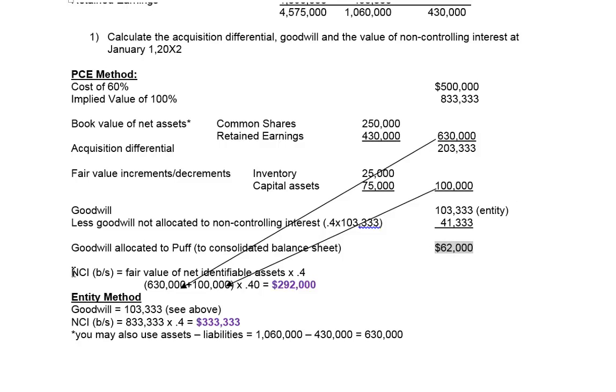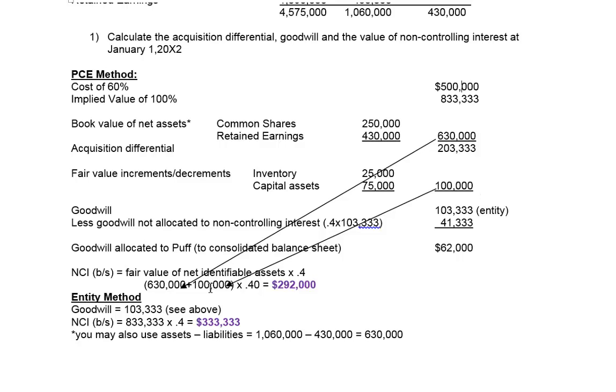What's non-controlling interest going to be? Well, normally, under the entity theory, we would take non-controlling interest on the balance sheet as 40% of the implied value of 100%. We don't do that under the parent company extension theory because they don't believe this number. They don't believe that to buy 100% would have cost you $833,333 just because 60% cost you $500,000. They don't agree with that linear relationship. They don't see it that way.